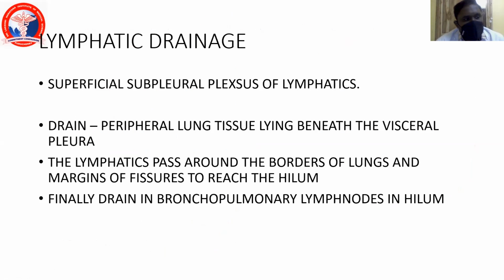Then you go to lymphatic drainage. The lymphatic drainage consists of the superficial subpleural plexus of lymphatics. They drain peripheral lung tissue lying beneath the visceral pleura. The lymphatics pass around the borders of the lung and margins of fissures to reach the hilum. Finally, they drain into bronchopulmonary lymph nodes in the hilum.